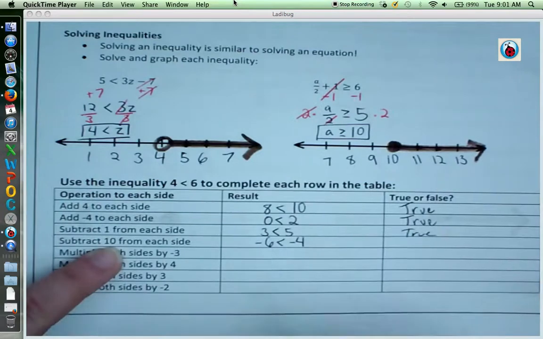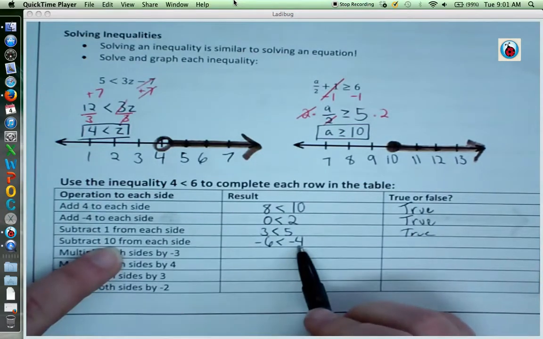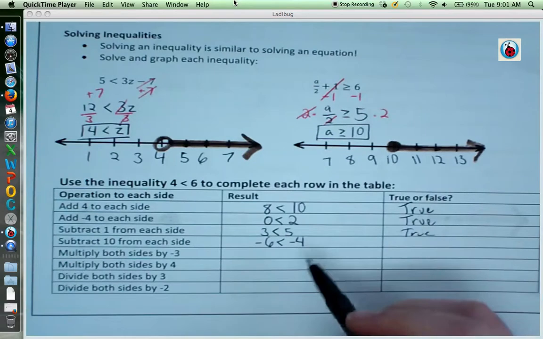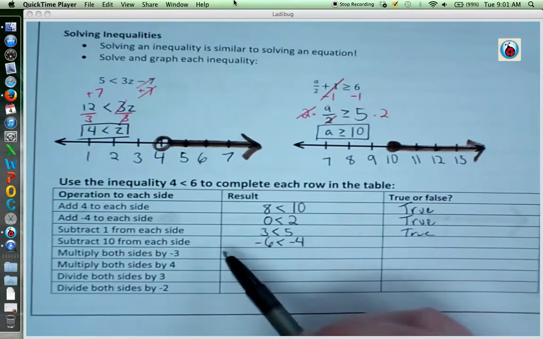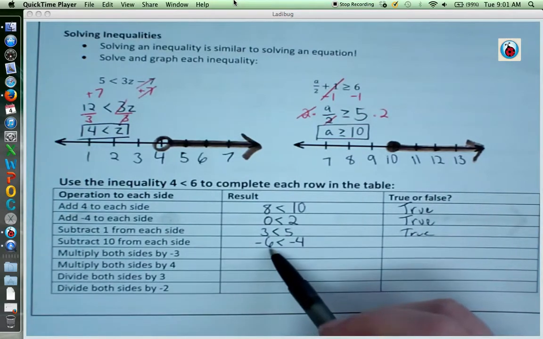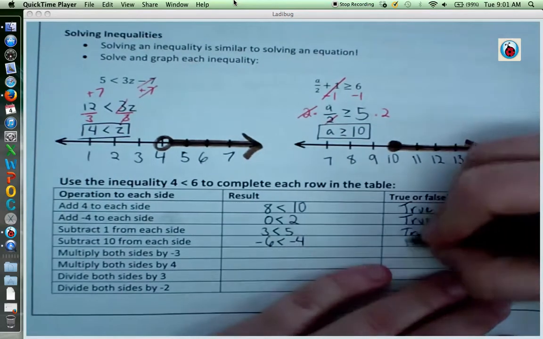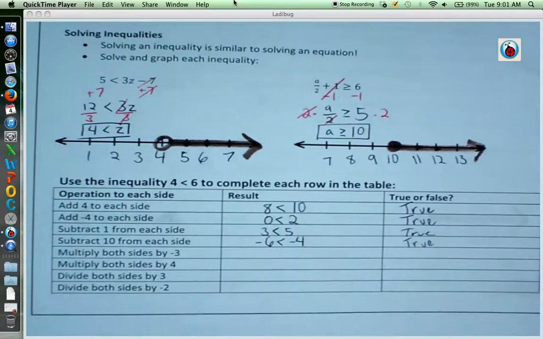All right, is negative 6 less than negative 4? Yes. If I think about a number line, negative 6 would be to the left of negative 4 on a number line. So that means that that number is less than negative 4. So this one is still true. All right, so far everything has been true. Great.